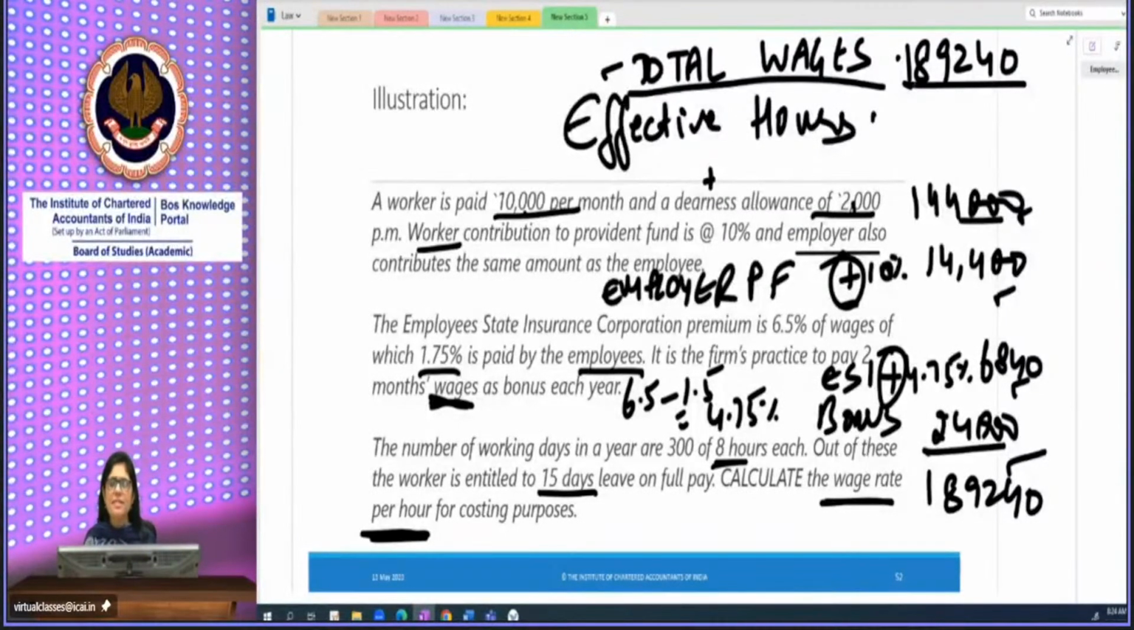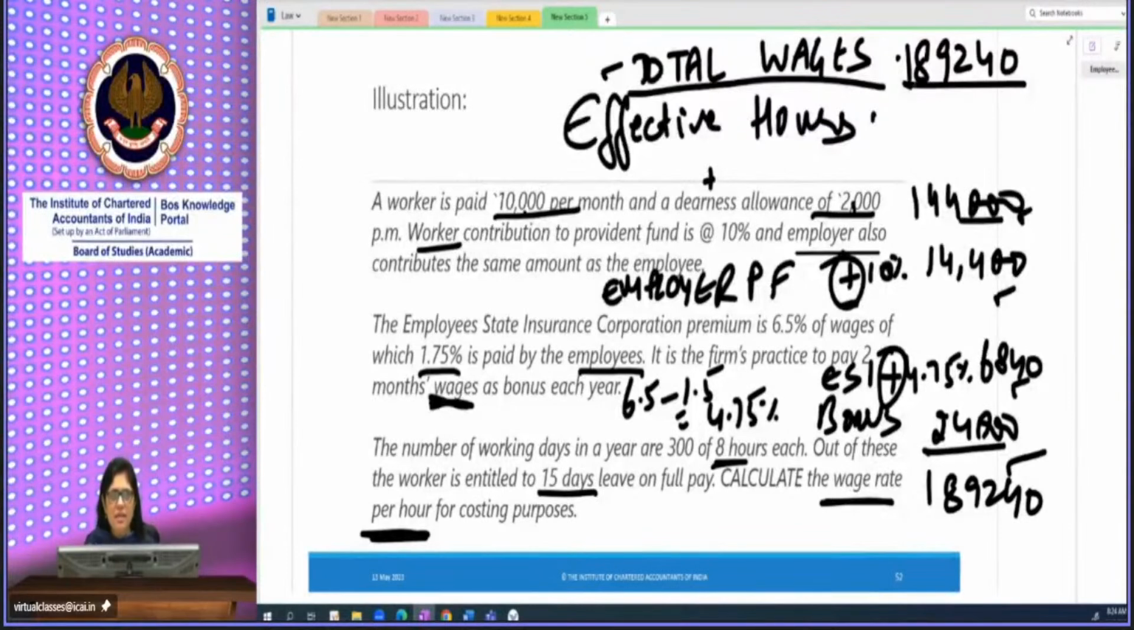15 days is leave on full pay, so we have to absorb it in the cost only. So 285 days were the effective days worked. Effective days worked means actual days worked are 285.